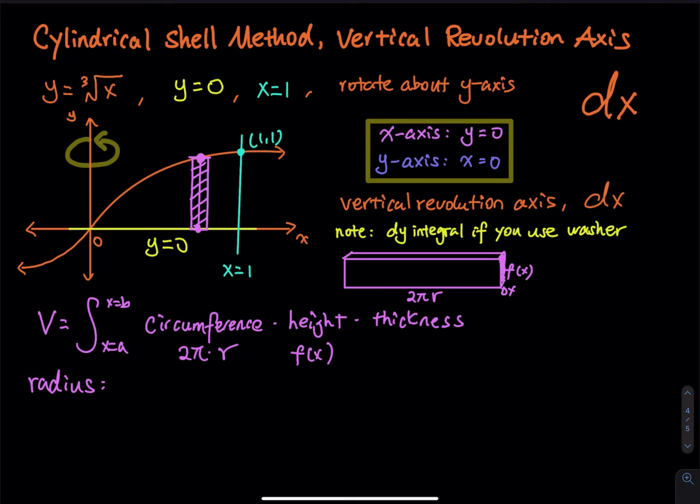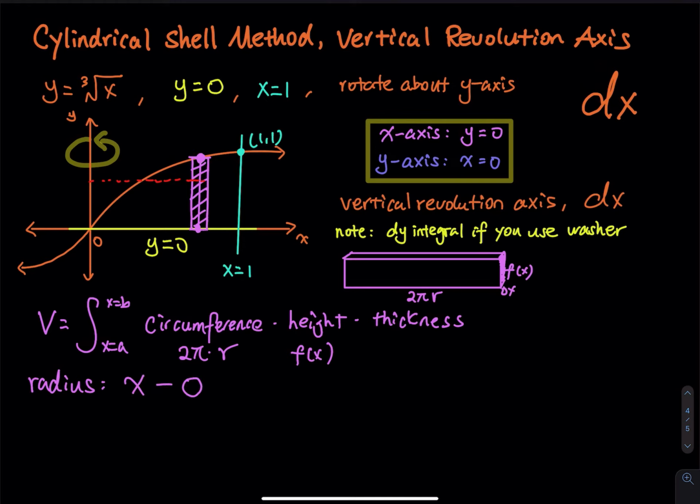All right, so the radius, how do we find the radius? The radius is not really the top curve minus the bottom curve. So take a look at the spinning symbol, the y-axis. The radius is the distance between the revolution axis and the rectangle. So how do we measure this distance? To measure this distance, I will be using x minus 0. What does that mean?